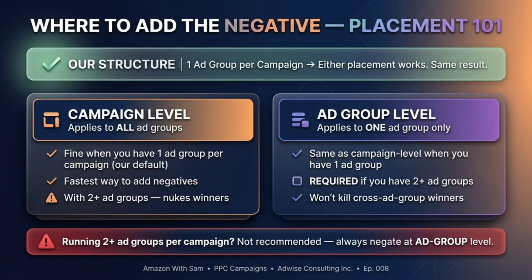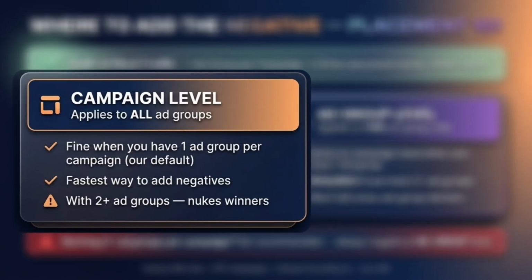Where you place the negative, one more thing to know. 2 placement options in the ads console. Campaign level negatives apply to every ad group inside the campaign. Ad group level negatives apply only to that one ad group. Now, here's where our campaign structure makes life easier. Because we use 1 ad group per campaign, always, either placement works. Same result, clean and simple.